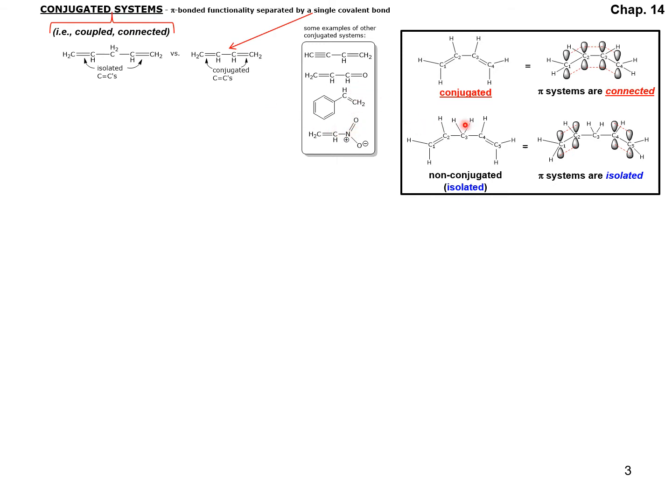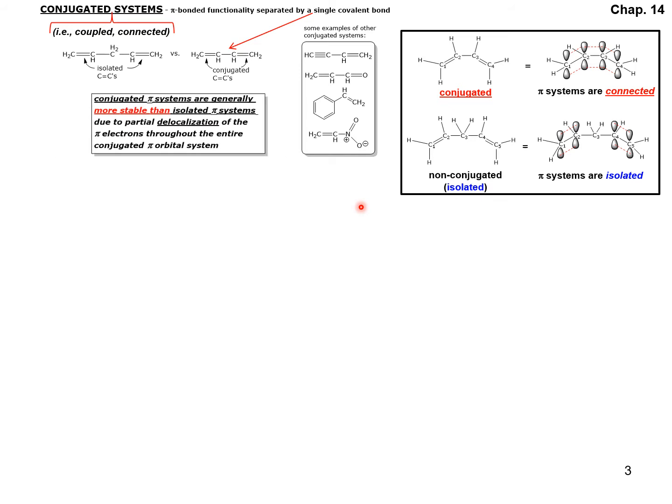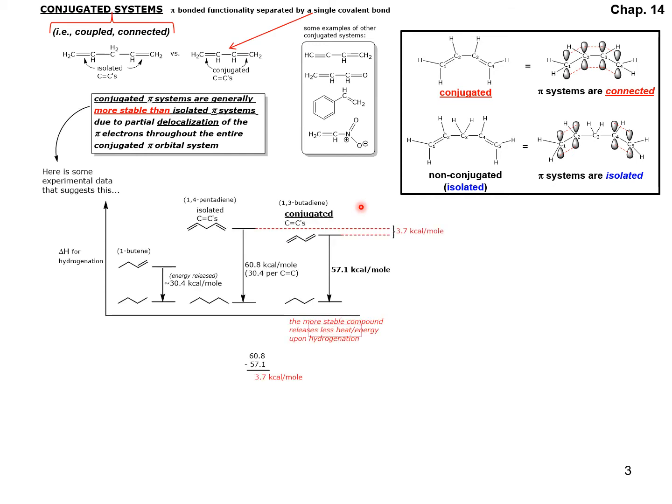All conjugated systems have a contiguous array of connected p orbitals, atoms that have p orbitals in the conjugated system. And non-conjugated systems have pi systems which are isolated from each other. In general, conjugated pi systems are more stable than isolated pi systems, most likely due to partial delocalization of pi electrons through the entire conjugated pi orbital system. There is some experimental evidence to suggest this.